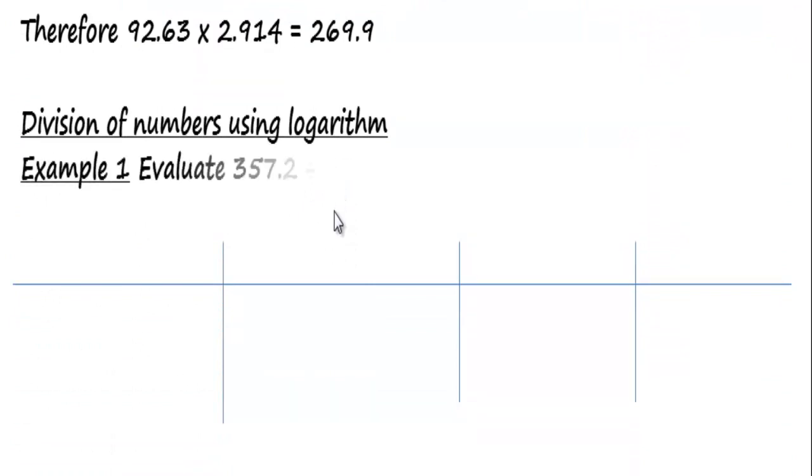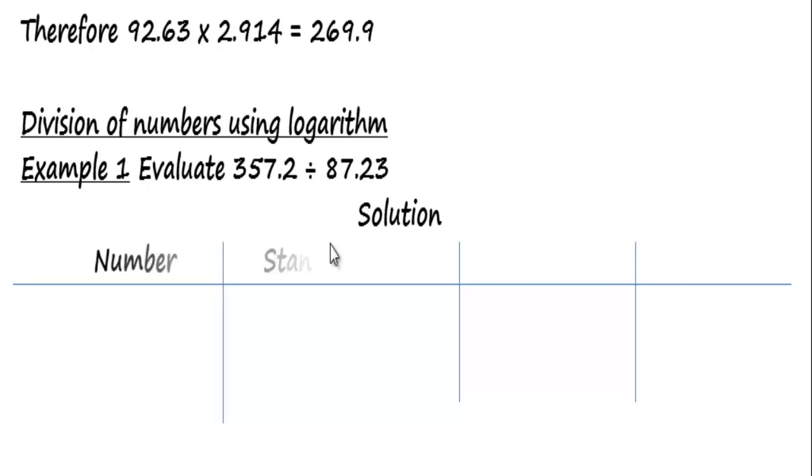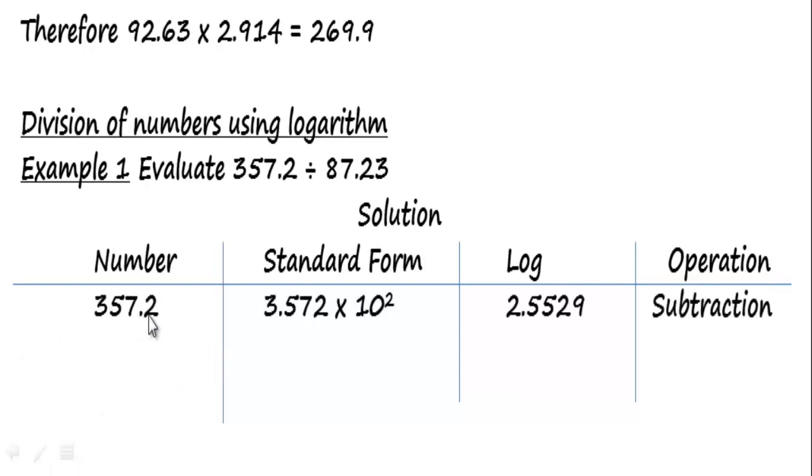Now, example, evaluate 357.2 divided by 87.23. Now, doing the same thing as the example above, you are now going to have the number, the standard form, the log, and operation. Are you getting the point? Now, what is the first number? It is 357.2. What is the standard form of 357.2? The standard form of 357.2 is 3.572 times 10 raised to power 2.